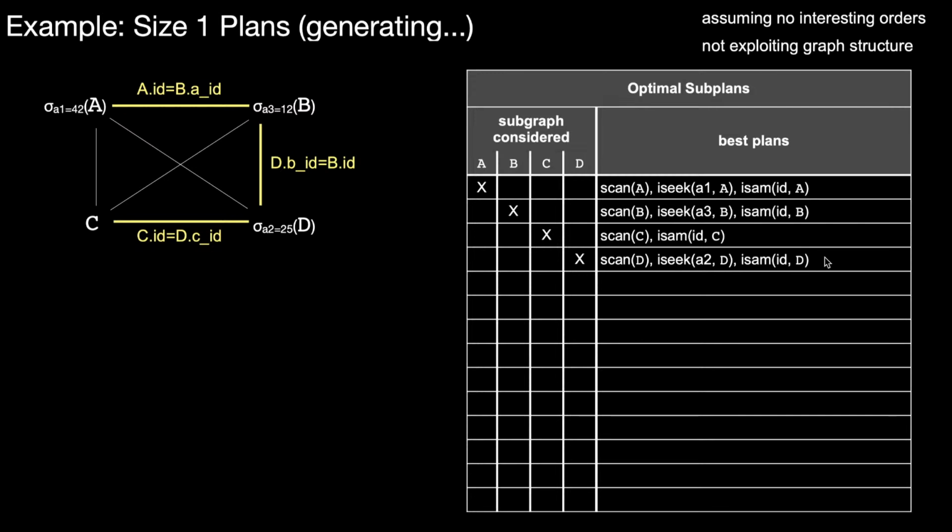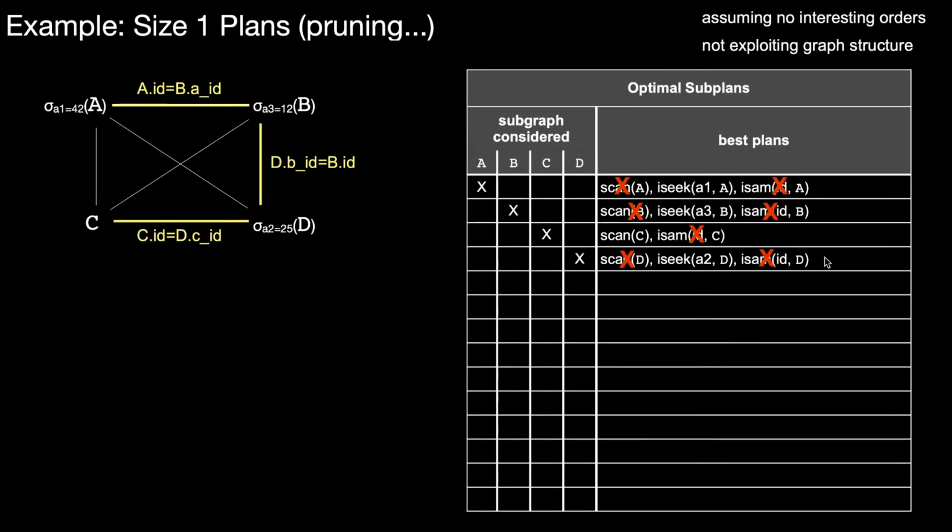Well, then once we have that, we look at bigger plans. We can prune plans based on cost estimates where we believe that they are not efficient.